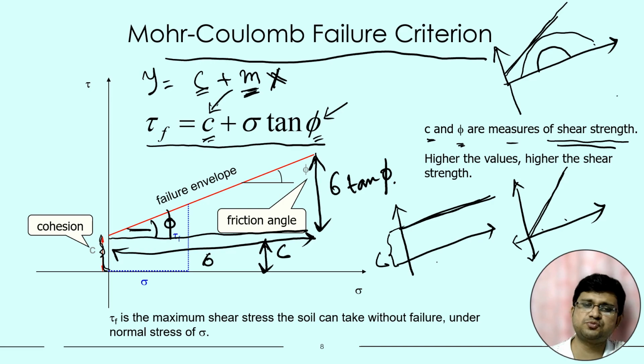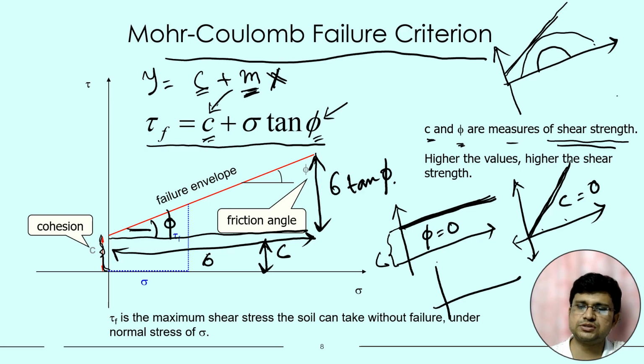So for a cohesive soil, if phi is 0, then the line will be horizontal. And if c is 0, then the line will go through the origin of the graph. If c is 0, then the line will look like this. If phi is 0, then the line will look like this. But for a particular soil, if both c and phi are there, then it will look like this. Both properties, c and phi, will be there.